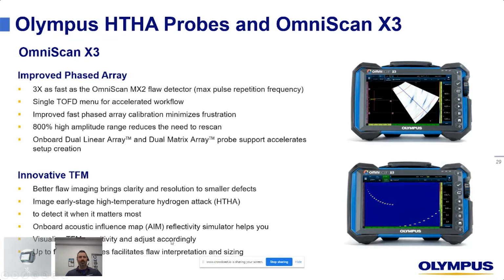Visualize TFM sensitivity and adjust accordingly. So going hand in hand with the AIM, you also have an indicator of how strong or how likely you are to get signal in the particular zone that you're inspecting. If you know that you will have a very weak signal, maybe it's better to change strategy and adopt a more adequate wave set.